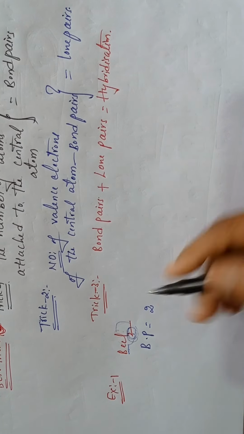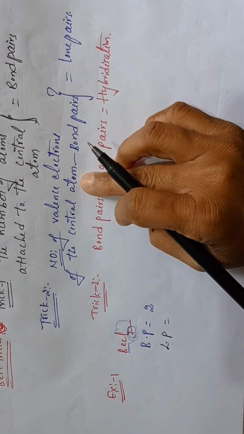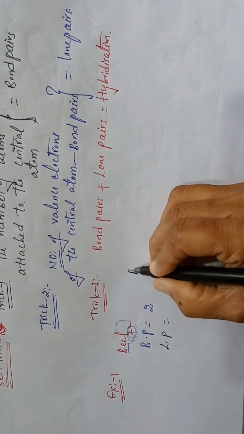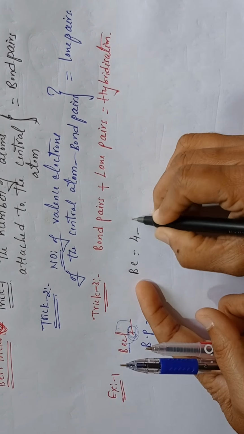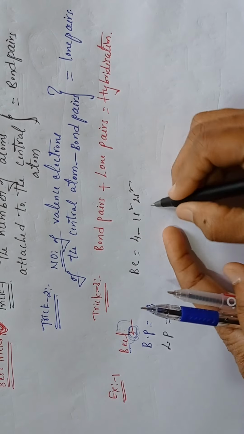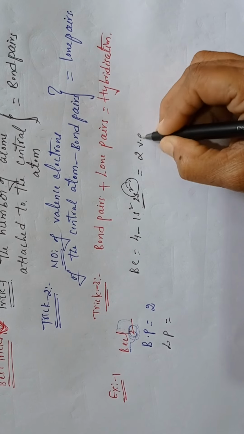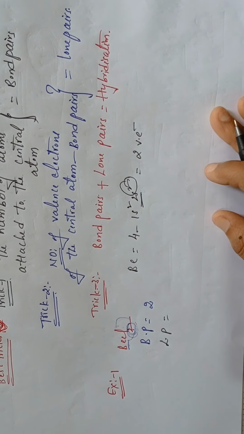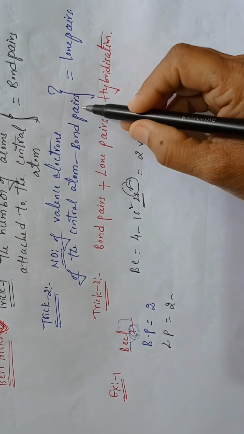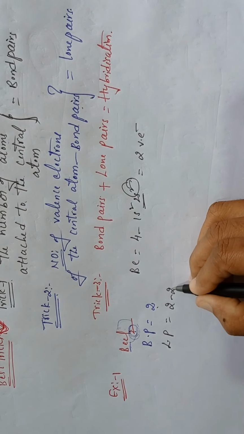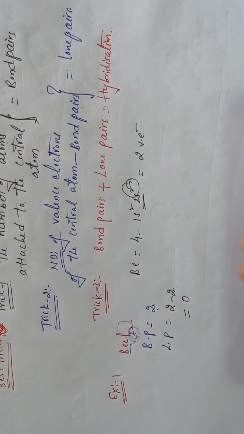Now how to find the lone pair, students? What is the lone pair formula? Number of valence electrons of the central atom. What is the central atom? Beryllium. How many valence electrons are present in a beryllium atom? Beryllium atomic number 4, 1s2, 2s2. How many valence electrons are there? Only 2 valence electrons. Clear? So 2 valence electrons minus bond pairs. Bond pairs how many? 2 minus 2, how much? 0. That means lone pairs are absent.